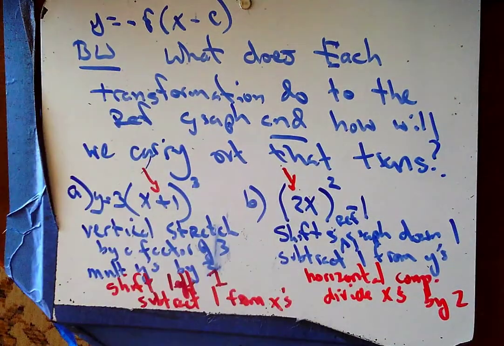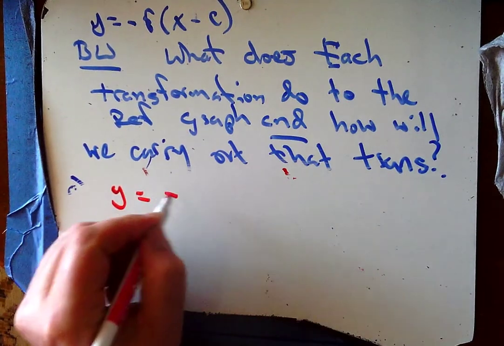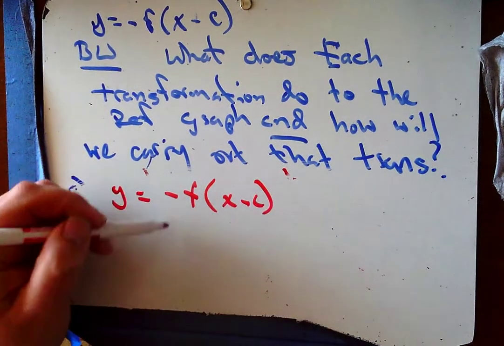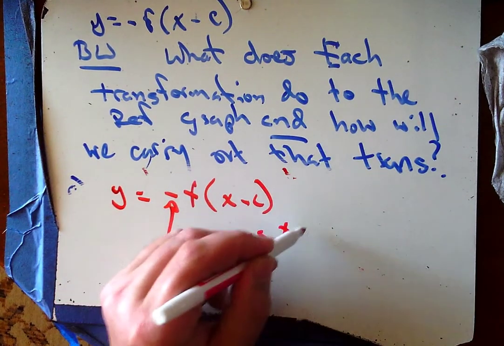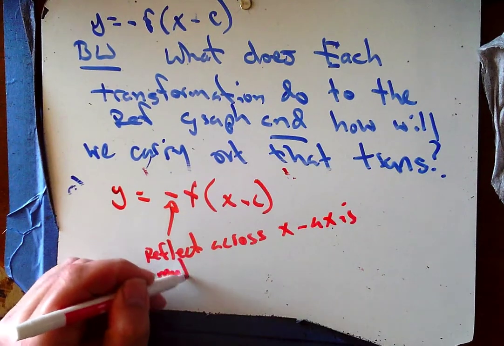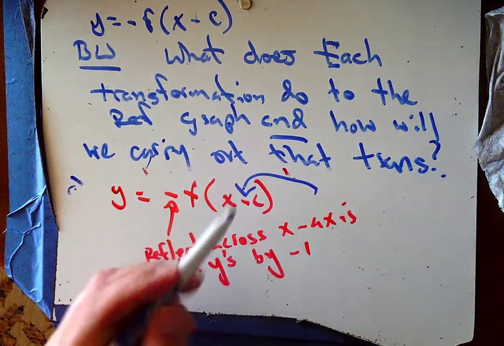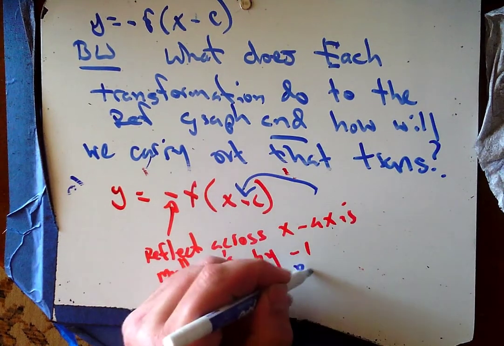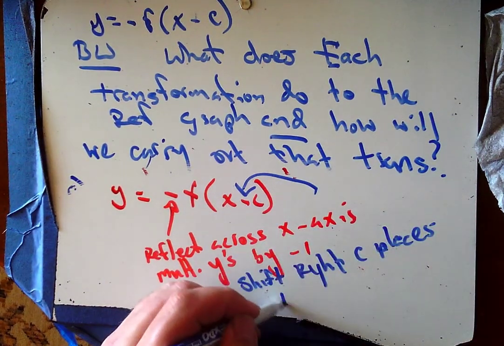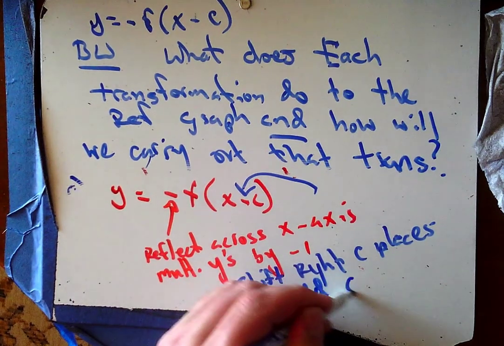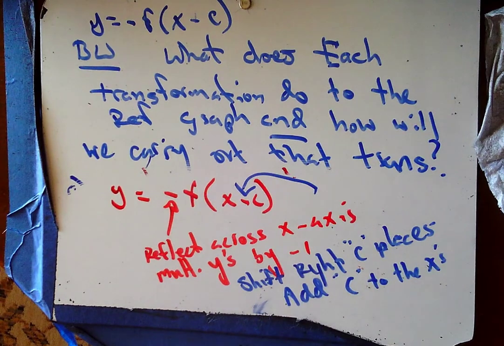Now, what about this one here? I don't recognize that as one of my reference functions. No worries, we can still think about the transformations. Negative f of x minus c. This is a reflection across the x-axis, and to do it I multiply the y's by -1. This is a shift right C places, and I will add C to the x's. Okie doke.